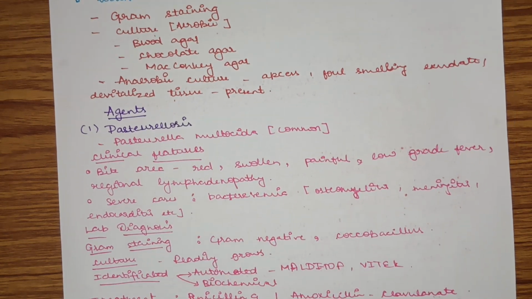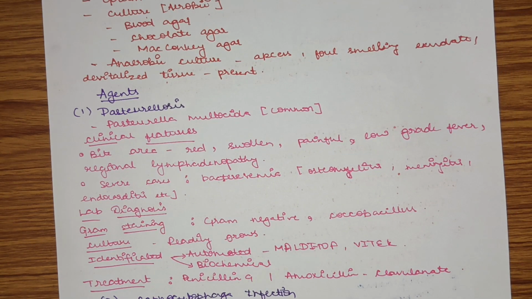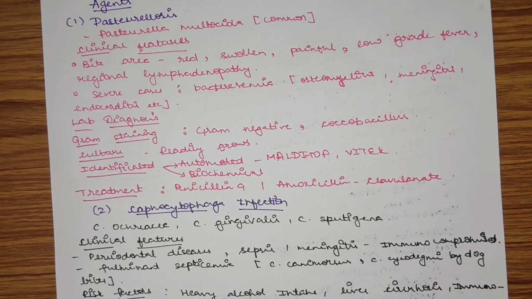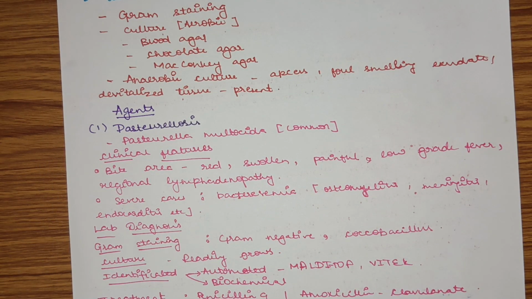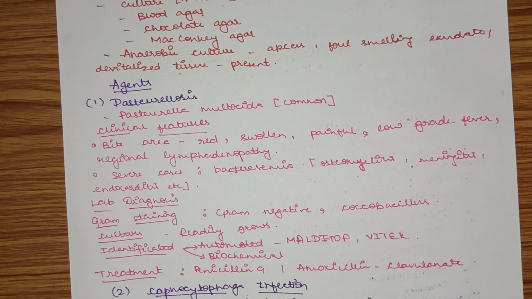The agents of bite wound infections are Pasteurella, causing pasteurellosis, and Capnocytophaga, causing Capnocytophaga infection. First is pasteurellosis, which is caused by Pasteurella multocida. The clinical features include the bite area becoming red, swollen, and painful with low grade fever, and regional lymphadenopathy may be seen. In severe cases, bacteremia is seen, which can lead to osteomyelitis, meningitis, endocarditis, etc., which we have already seen in clinical manifestations.